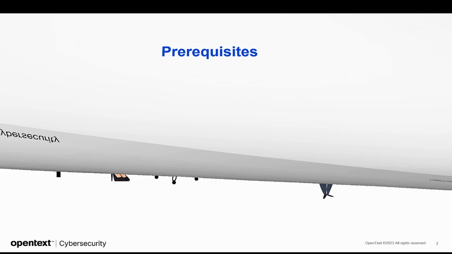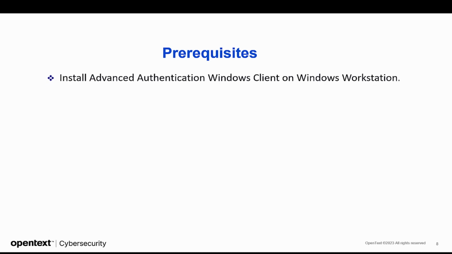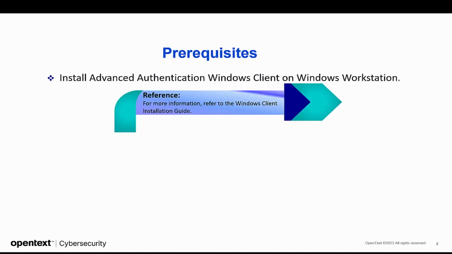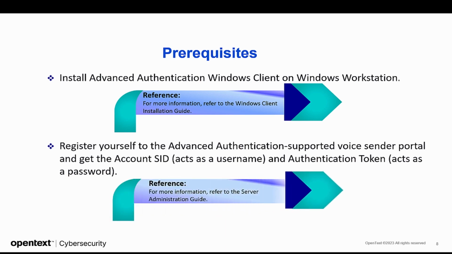Here are some key points to ensure before you begin the configuration. Install Advanced Authentication Windows Client on Windows Workstation. For more information, refer to the Windows Client Installation Guide. Register yourself to the Advanced Authentication supported voice sender portal and get the account SID and authentication token. Make sure a voice service and your phone number are assigned to your Twilio account. For more information, refer to the Server Administration Guide.